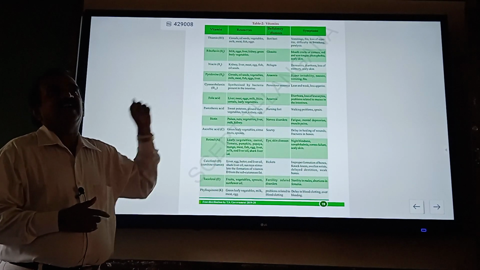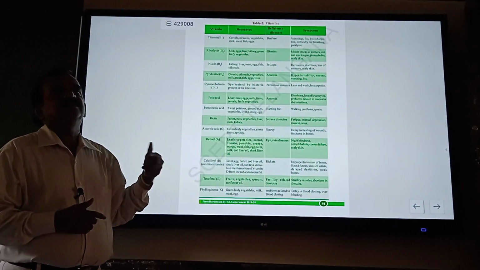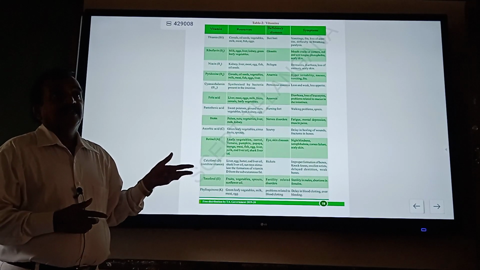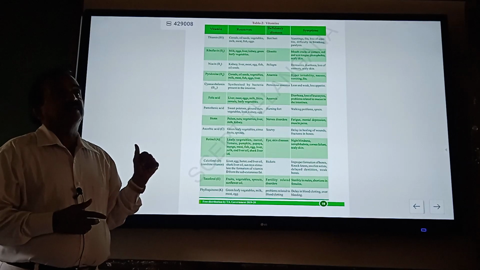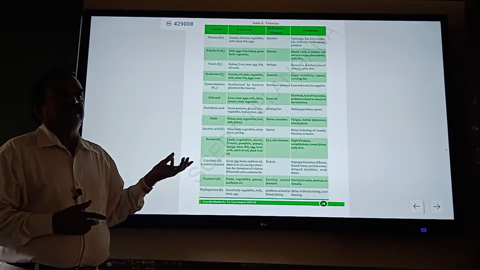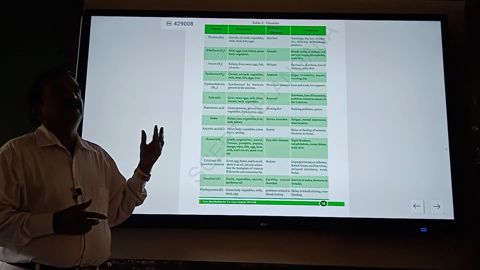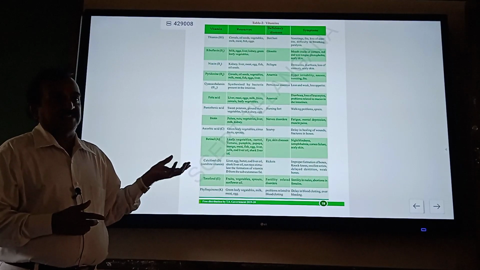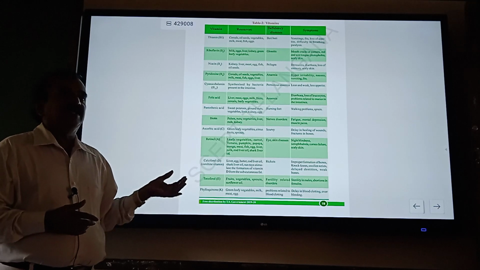So B1 is called thiamine. What is the other name for B1? Thiamine. B2, riboflavin. B3, niacin. B6, pyridoxine. Next, what is there? Cyanocobalamin, that is B12. Next to that, folic acid. Next to that, pantothenic acid. Next to that, biotin.